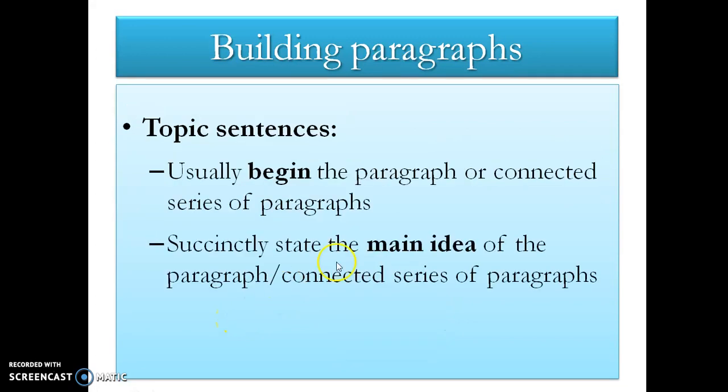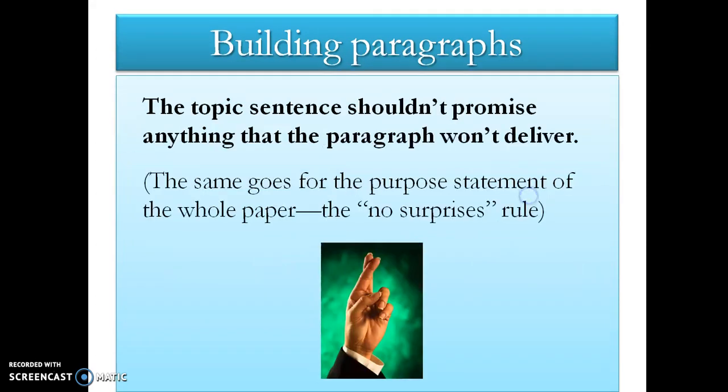So I guess I'm getting ahead of myself. It should succinctly state the main idea of the paragraph or the connected series of paragraphs. And when I say connected series, I just mean that sometimes it might take you more than one paragraph to fully develop a main idea. So if you're going to take two paragraphs to fully develop one main point, you don't have to have a topic sentence for that second paragraph because you're still talking about the same main idea. So I guess maybe a better way to say it is that every main idea should have a topic sentence versus necessarily every paragraph having one.